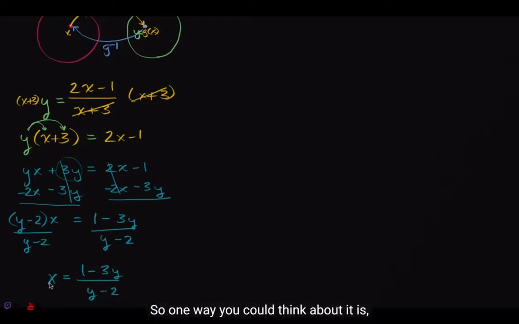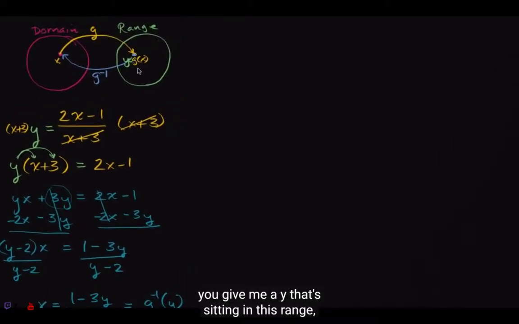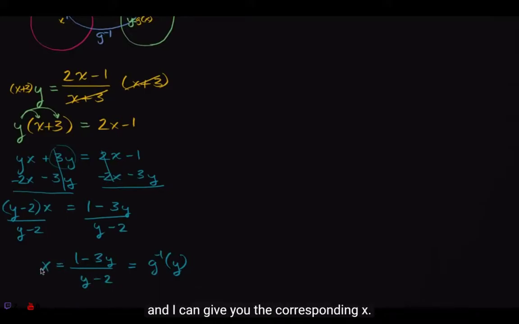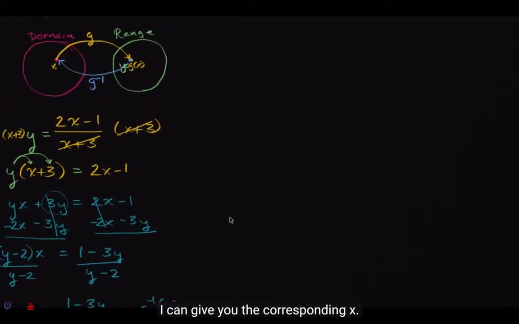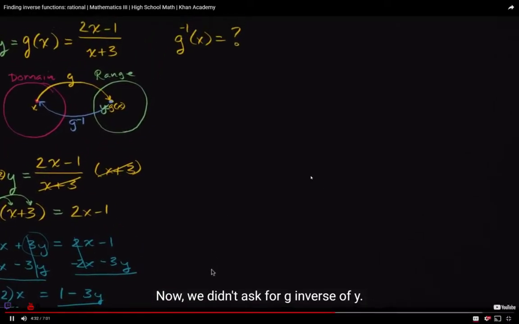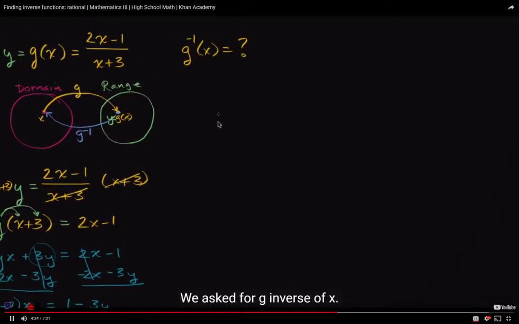So one way you could think about it is you could say, well, x is equal to this expression, which is the inverse function as a function of y. You give me a y that's sitting in this range, I can input it into this function definition here, and I can give you the corresponding x. Now, we didn't ask for g inverse of y. We asked for g inverse of x.